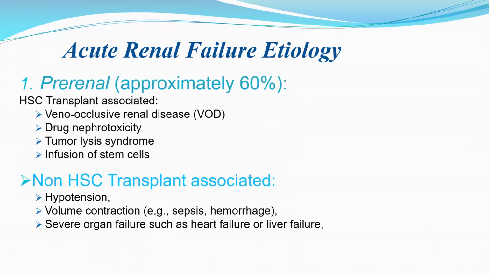Next are the causes of acute renal failure. There are 3 causes of acute renal failure: pre-renal, intrarenal, and post-renal. Approximately 60% of causes of acute renal failure are pre-renal, and pre-renal causes are both transplant associated and non-transplant associated. Transplant associated causes are veno-occlusive disease, drug nephrotoxicity, tumor lysis syndrome, and infusion of stem cells. We will discuss these causes in coming slides. Non-hematopoietic stem cell transplant associated causes are hypotension, volume contraction, and severe organ failure, such as heart failure and liver failure.